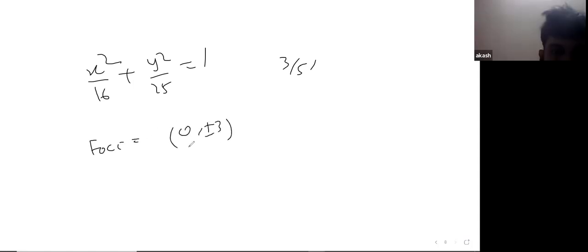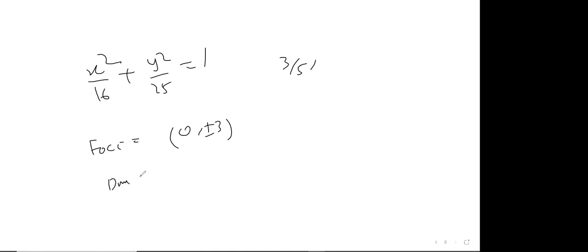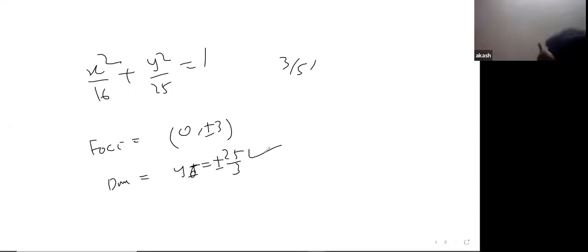e equals 3 over 5. Okay, 3 over 5. All right. Foci is (0, plus minus 3). All right. And directrix is y equals plus minus 25 over 3. Absolutely right. So I hope we are clear with this.